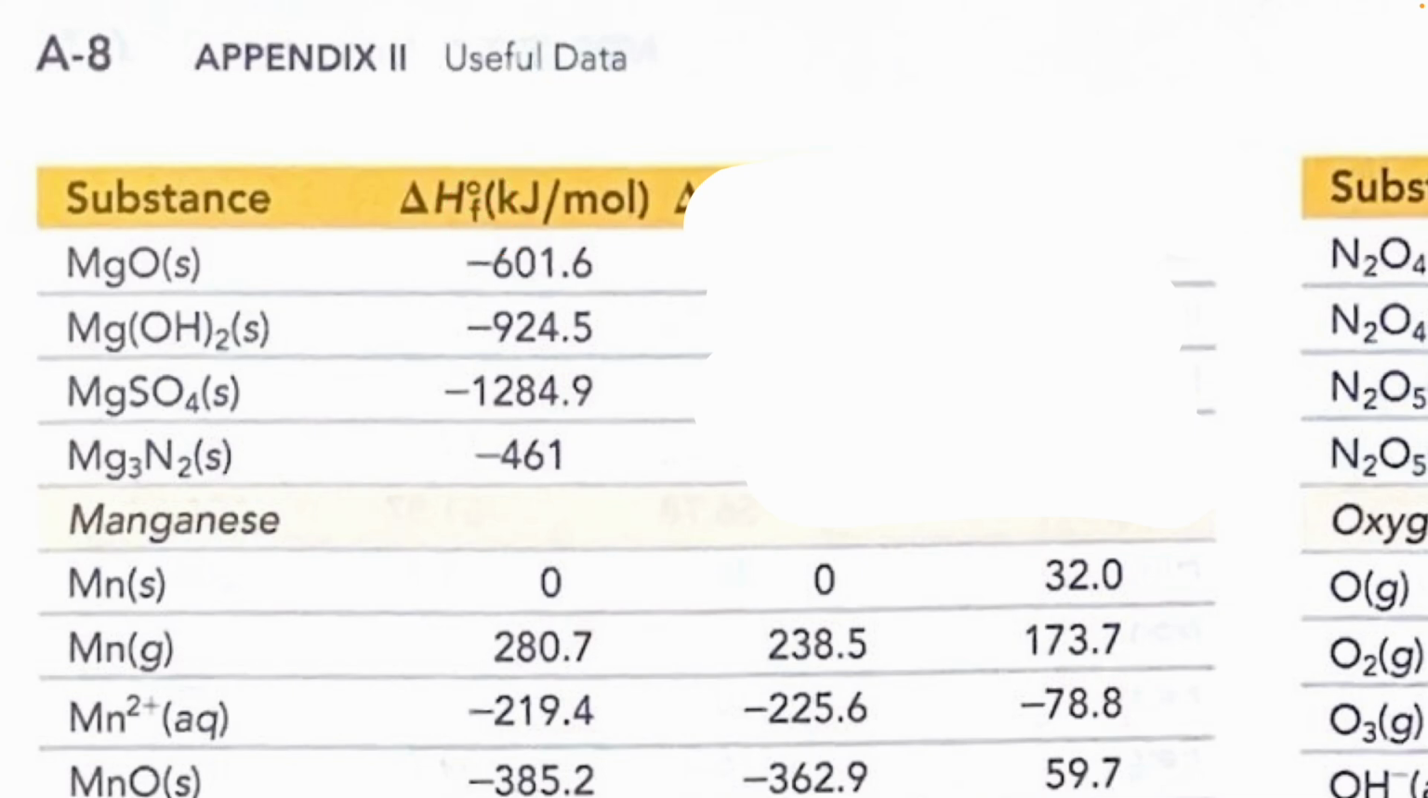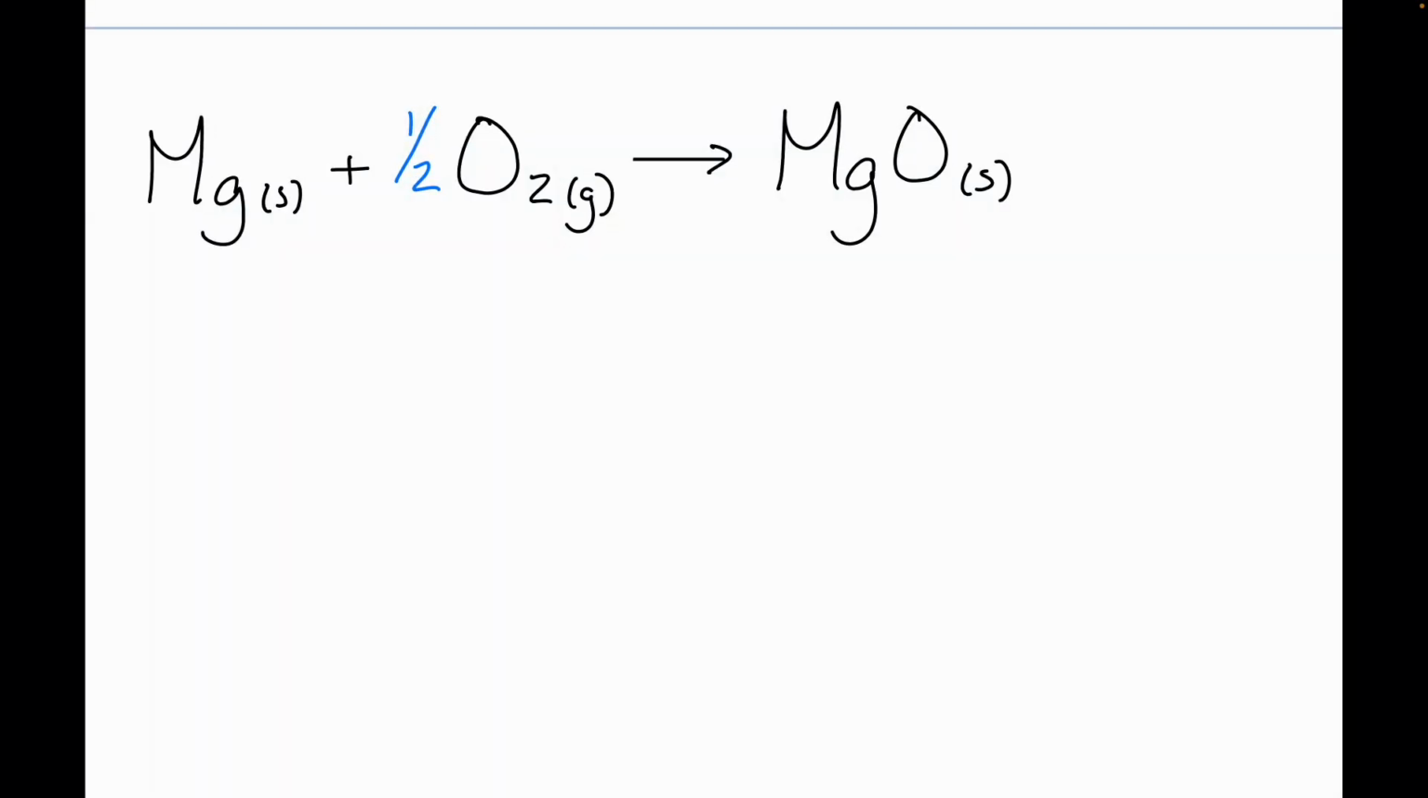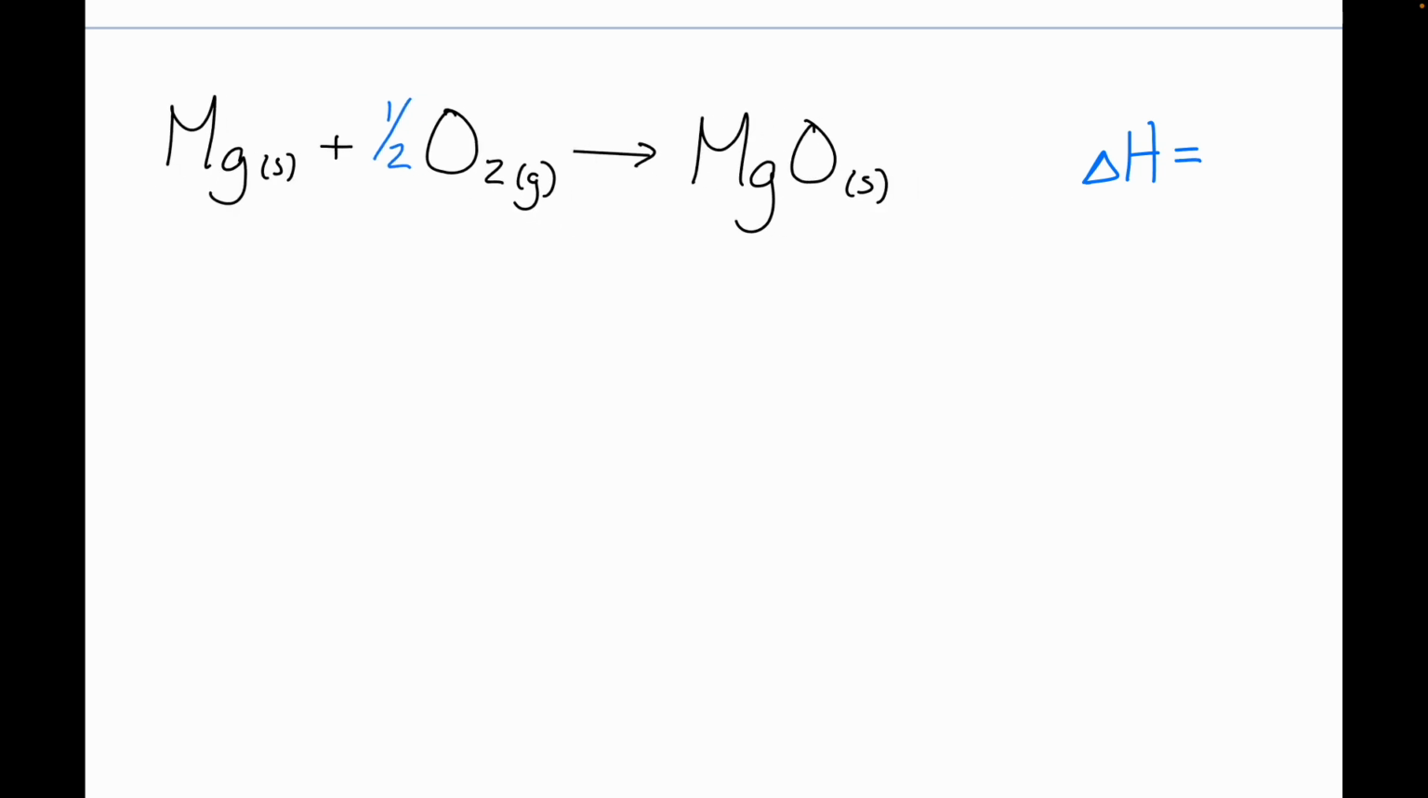That's because what's given to us is the delta H of the formation reaction for all of these compounds. So when I look up this value right here for magnesium oxide solid, and I get this negative 601.6 kilojoules per mole, what that tells me is that this formation reaction right here has a change in thermal energy, a delta H of negative 601.6 kilojoules per mole. Let me shrink this down.